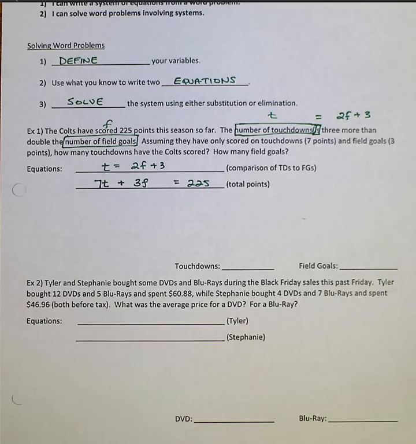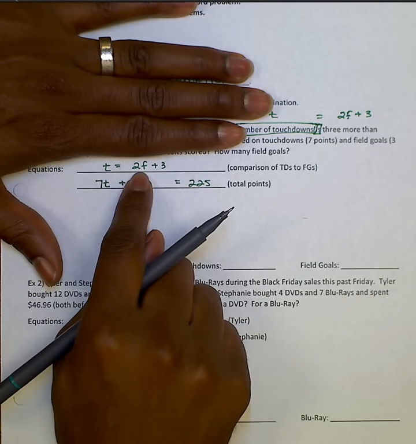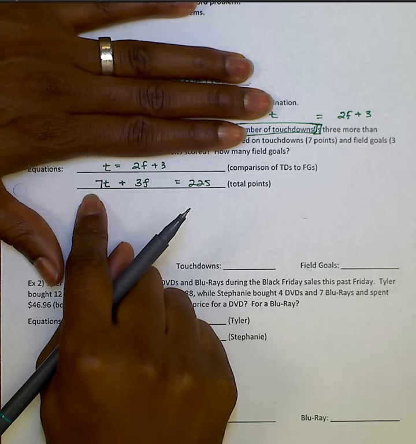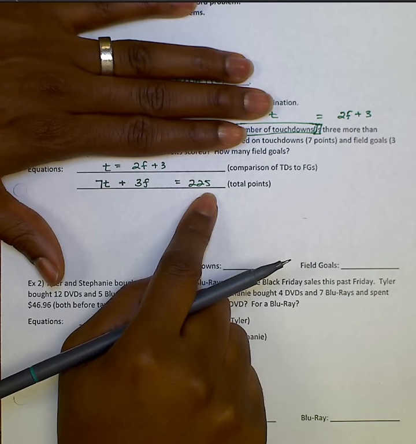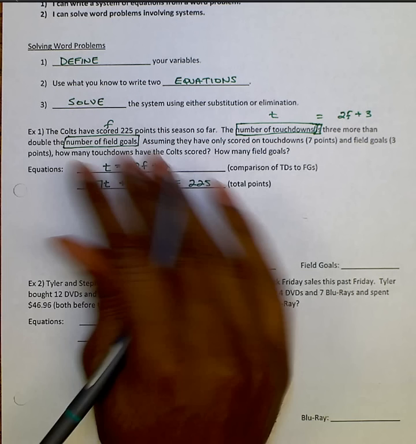So all this information is from the problem. We've defined our variables, so that even without the problem now, we should be able to say touchdowns is 2 times the field goals plus 3, and 7 times the number of touchdowns plus 3 times the number of field goals should equal 225 points. So we don't have to read this problem anymore to know what it's saying.